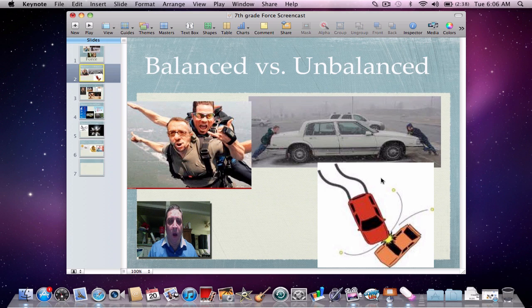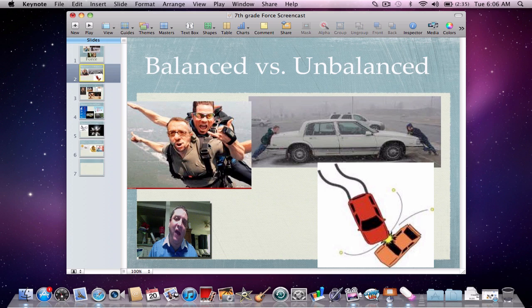Whereas down here we have cars and they're not pushing in opposite directions, so this car's going this way and this car hits it this way, so there may be a net force in, say, this direction, an unbalanced force causing a change in acceleration with a certain value and rate. So that would be an unbalanced force.